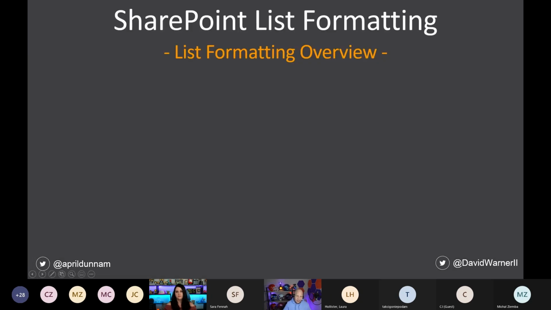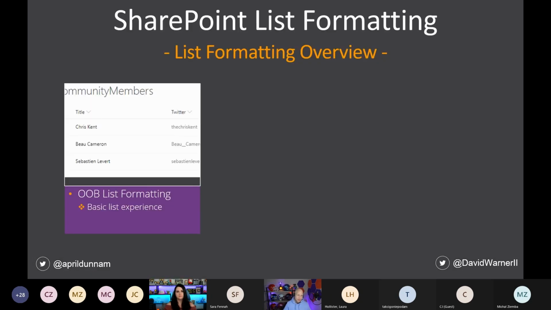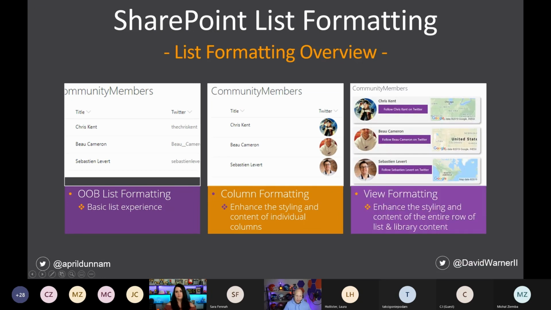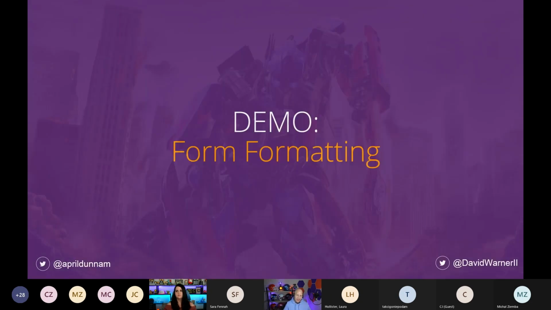And so practically, what does that look like? We all know what a list looks like. There's a list with a couple of columns. There is column formatting where we've overrode the presentation layer, and that's important to remember. Even for advanced users, you're not changing the actual data within it. And then here is an example of view formatting where we're able to change the entire row. So we're going to jump directly into demos, and we'll start with April on form formatting.